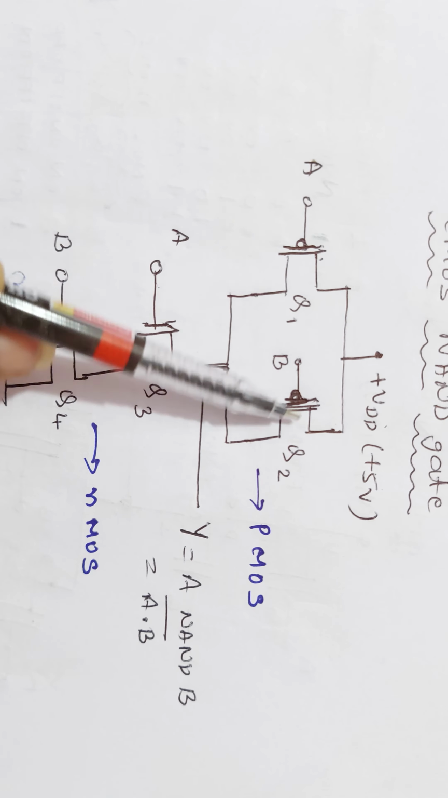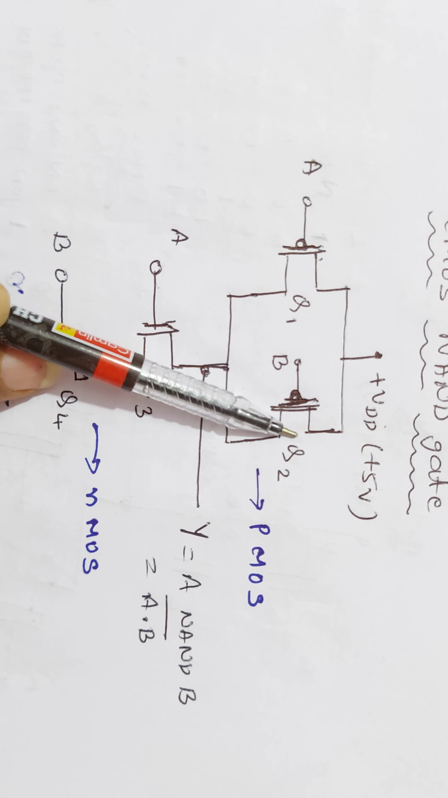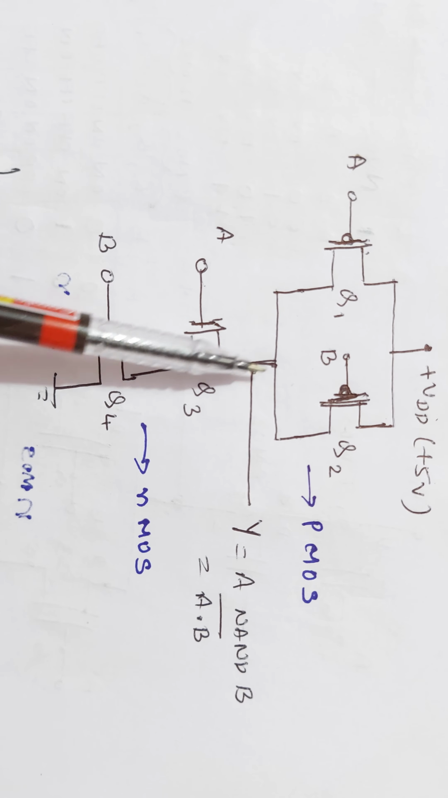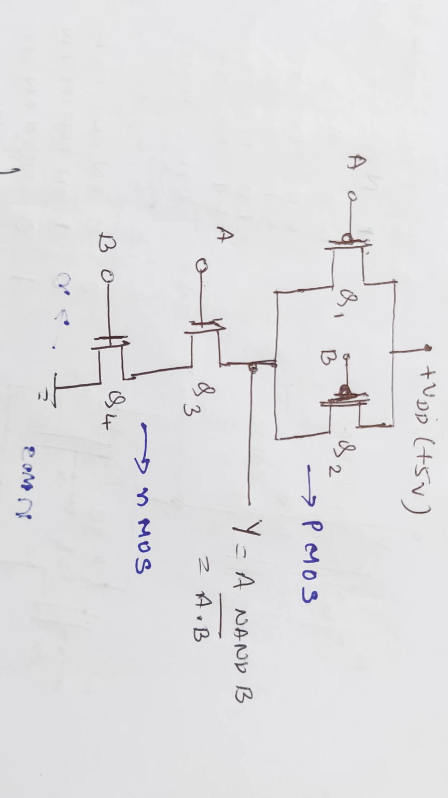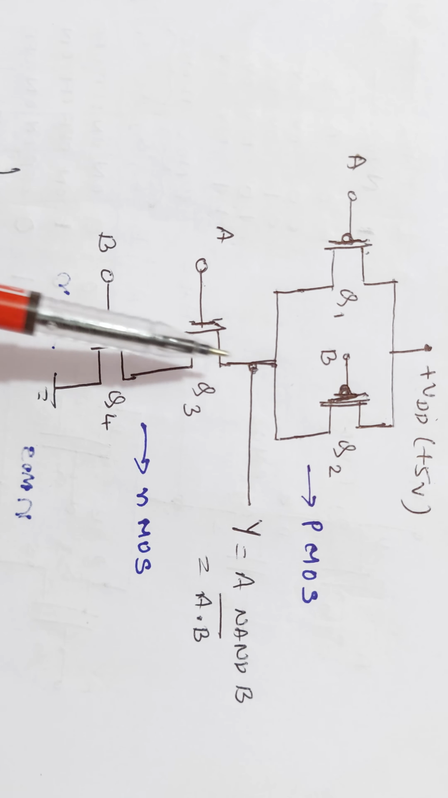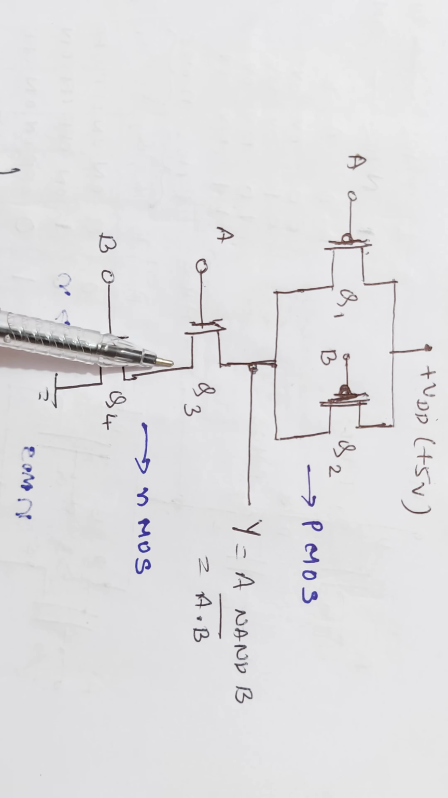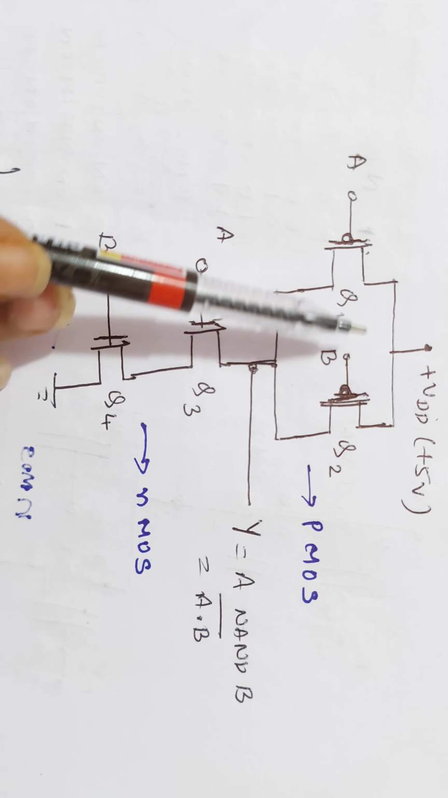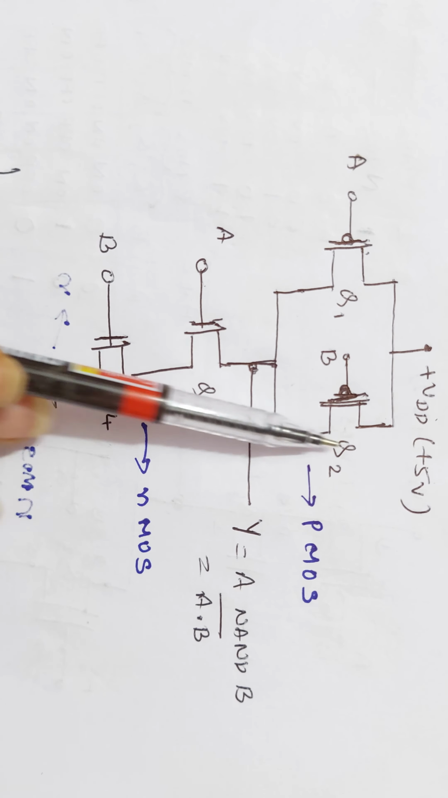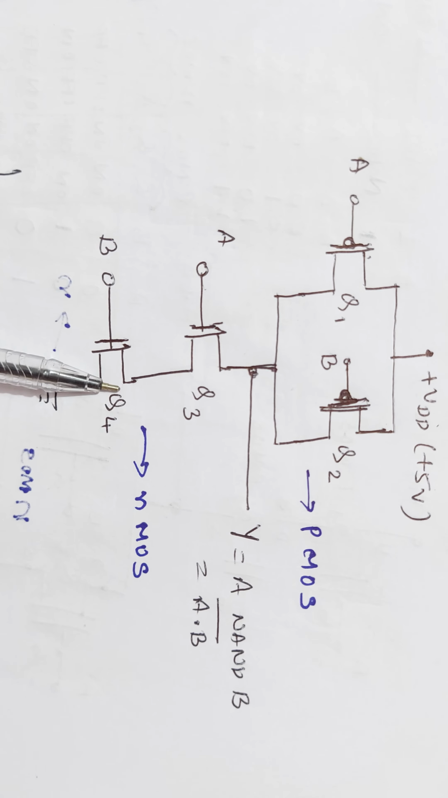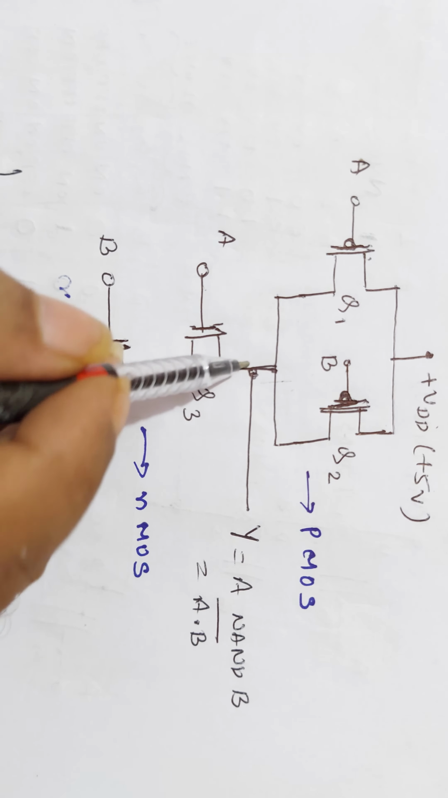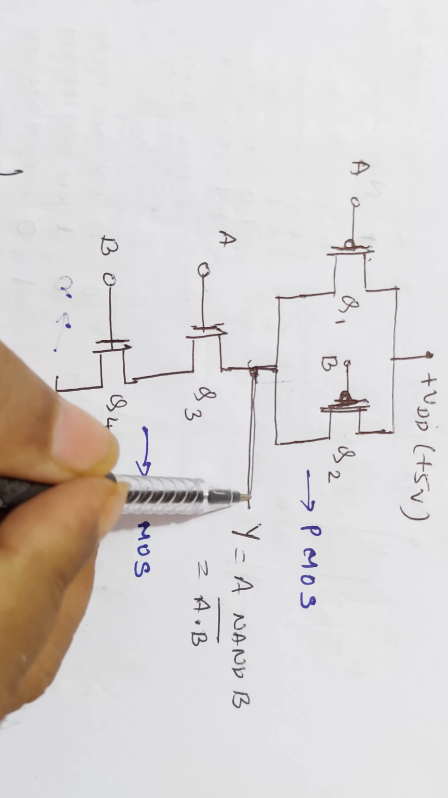Here, the P channel MOSFETs are connected in parallel, and the N channel MOSFETs are connected in series. In the NOR gate, the P channel were connected in series and the N channel in parallel. It is reverse. Here the P channel is connected in parallel, the N channel is connected in series, and the output is taken between these P channel and N channel. This is the output Y.